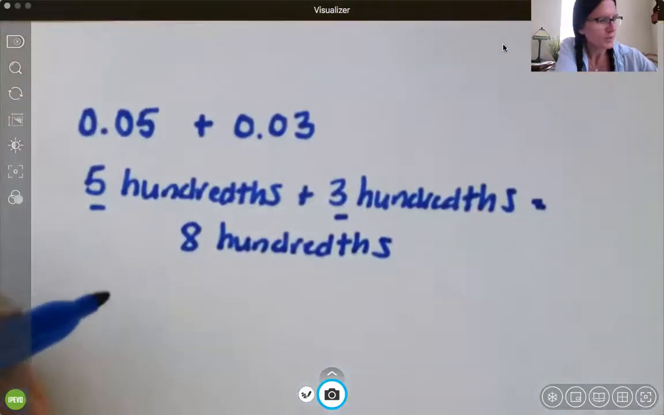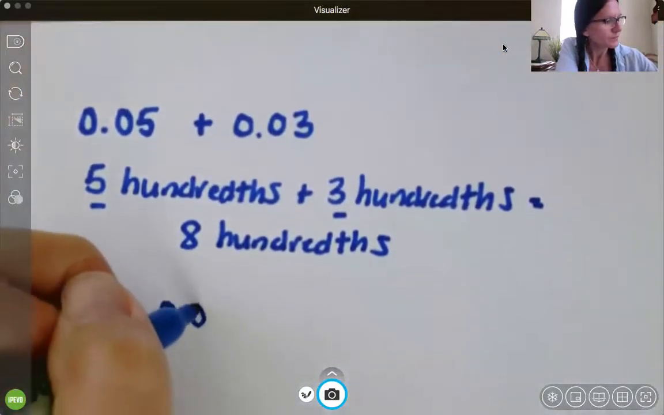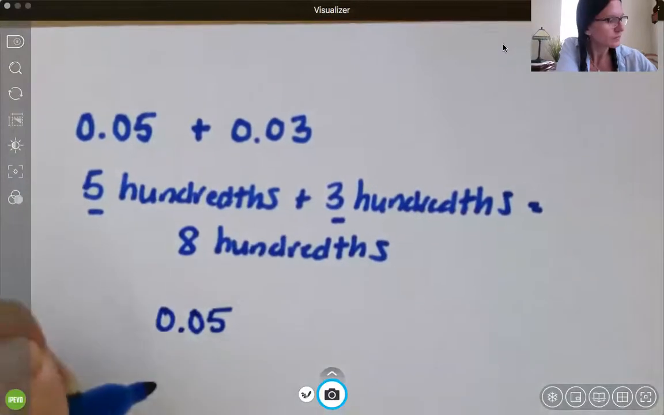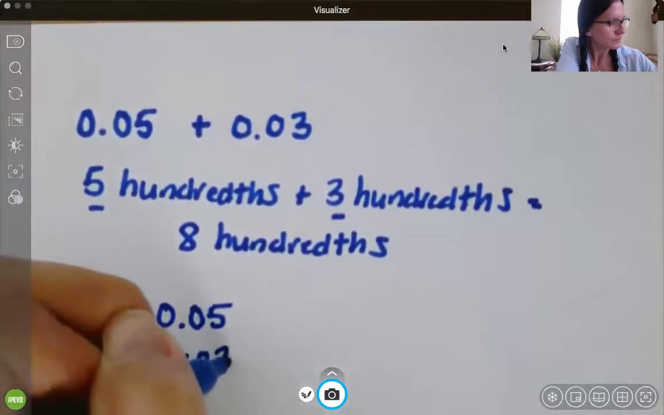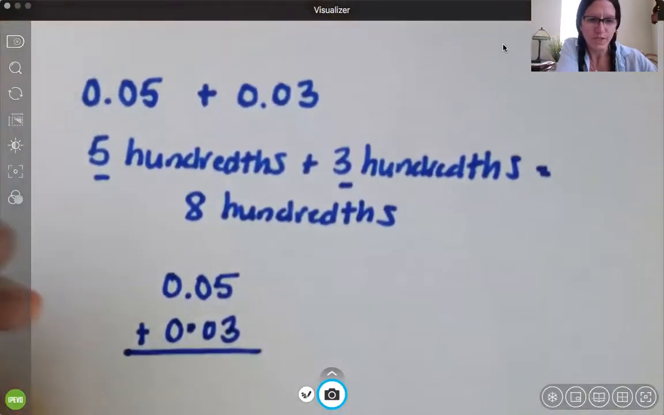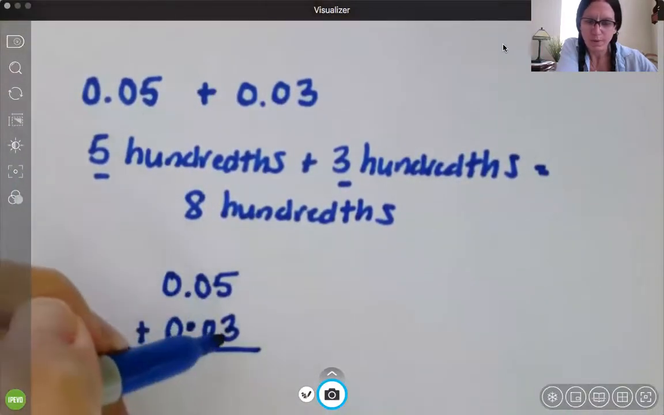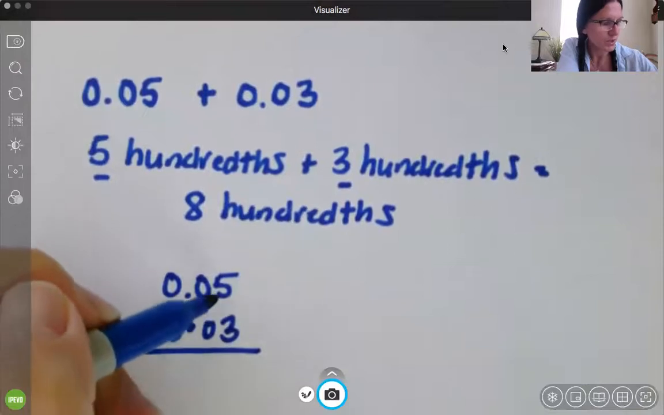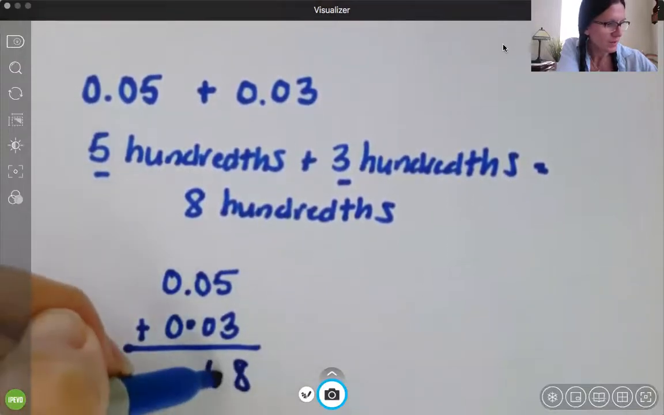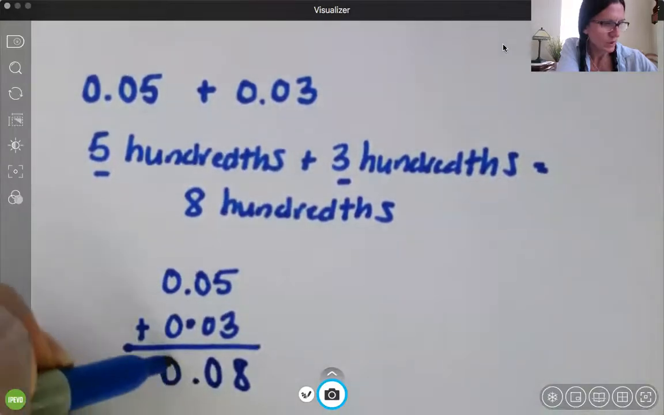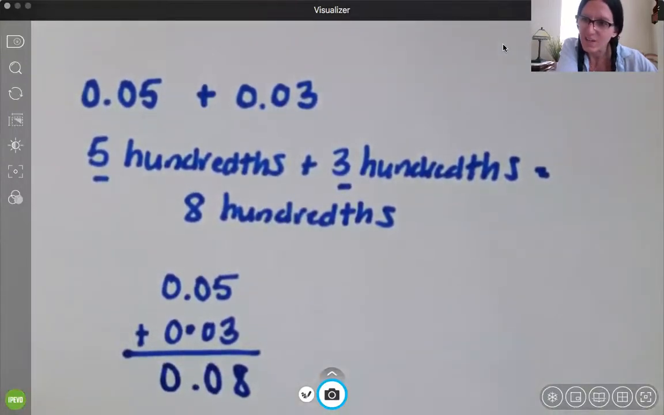So I could do it this way. Again, I'm going to start in my hundredths place because that's my first digit I'm going to work with. 5 and 3 is 8. No tenths and no whole numbers. So my answer is 8 hundredths.